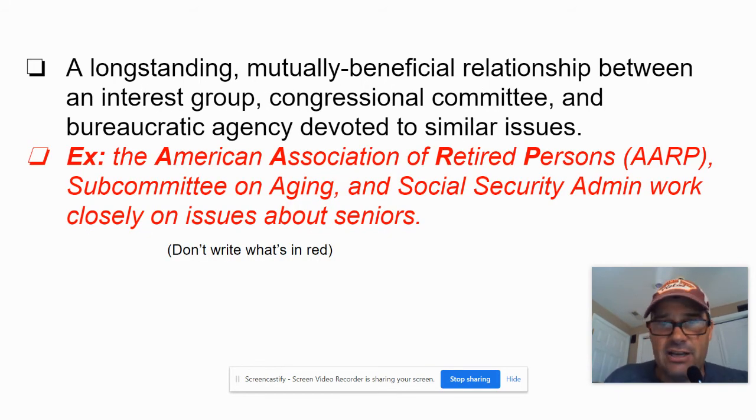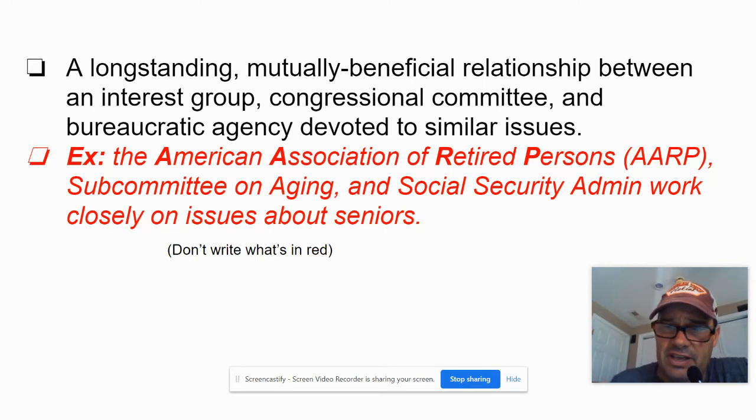Now, you don't have to write this in red, but the example is the American Association of Retired Persons, AARP, the Subcommittee on Aging, and the Social Security Administration, which work closely on issues about seniors. All right. Now, by the way, if you want to write this, that's fine. Hit pause and write it. But it's just an example of how this works.